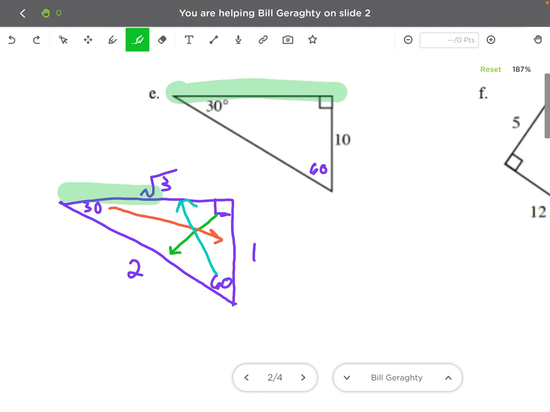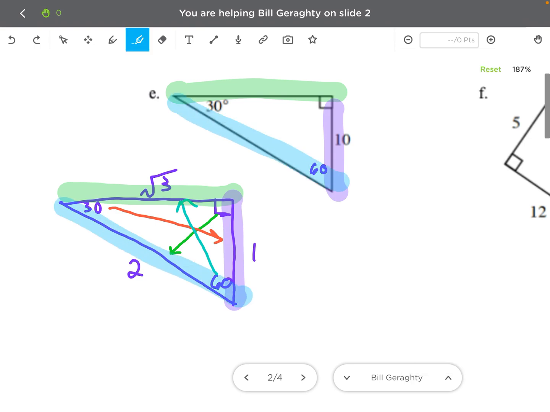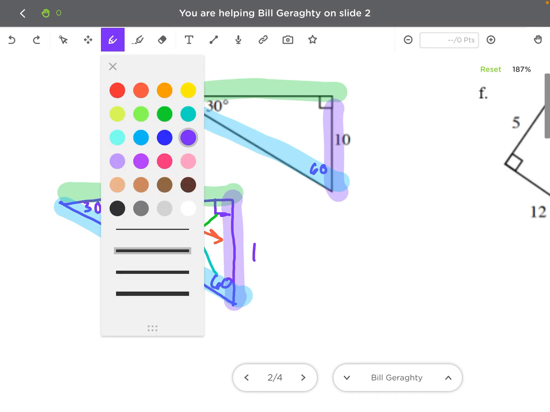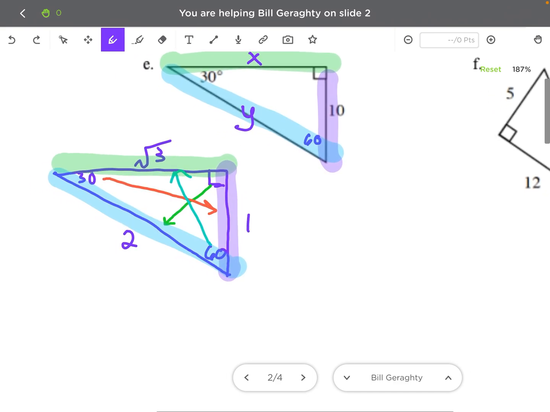So from here, you match up the sides. I like to use different colors to match up the sides just so I can write my proportion accordingly. And so I also put in variables immediately. So you guys are going to see that I'm going to call this just x and this y. And we're going to go ahead and write our proportions.